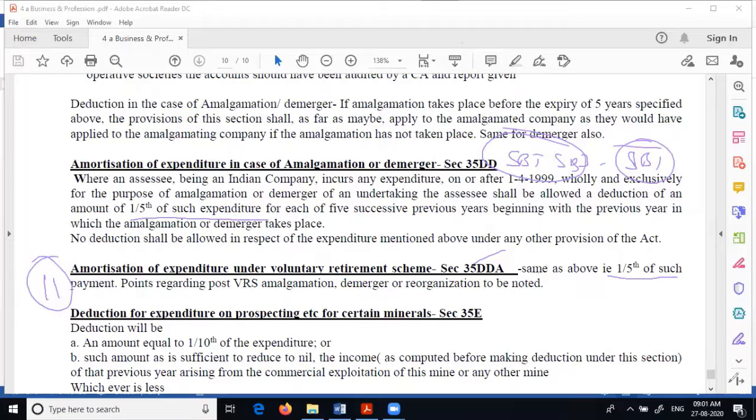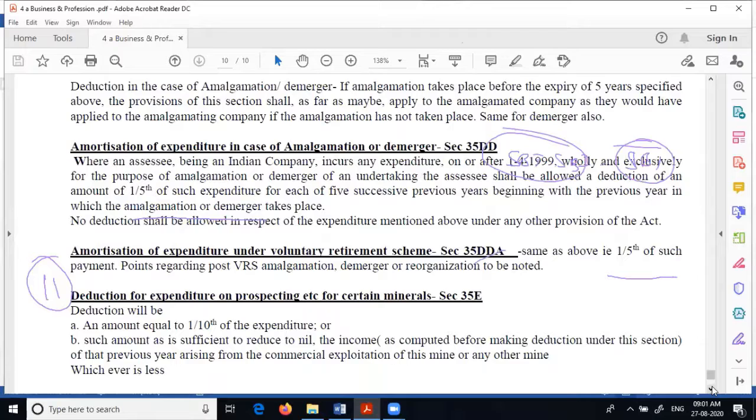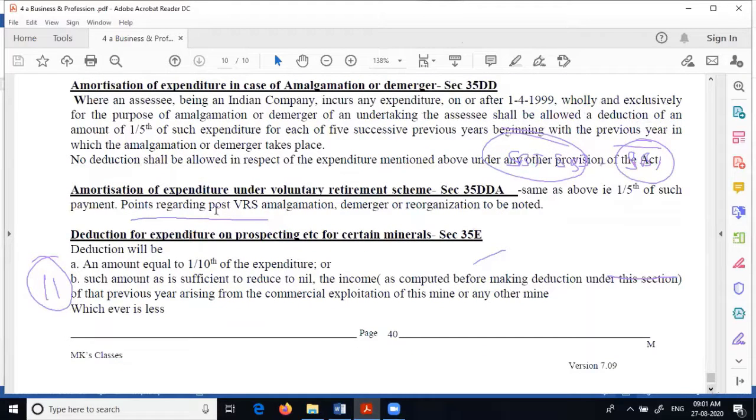Apart from that, the next one is prospecting of certain minerals. That means they are spending time to find out, suppose in the Godavari basin, whether some minerals are available in the basin. You know, some oil, minerals, etc. So they are spending a lot of money there to find out whether there is any mineral. That's prospecting. Then whatever is the cost, 1/10 will be allowed, but you cannot get a nil.